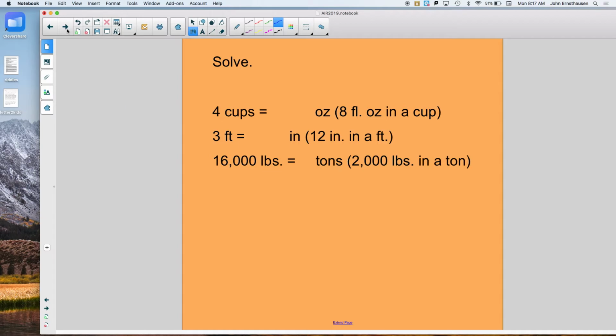So 4 cups is how many ounces? There's 8 fluid ounces in a cup. Think for this one. Horse to fly. Multiply. You can just write the answer. I think they were all good. I'll tell you what, just do all 3. A lot of you are working on all 3 now anyways.